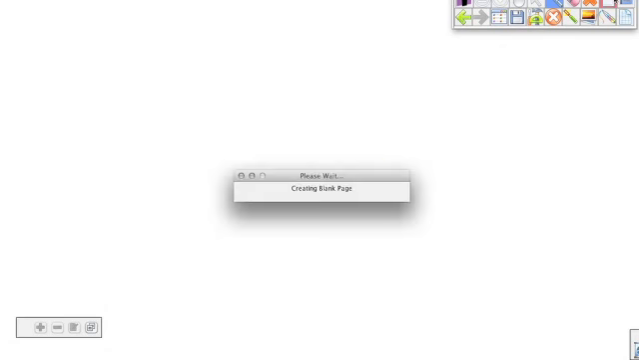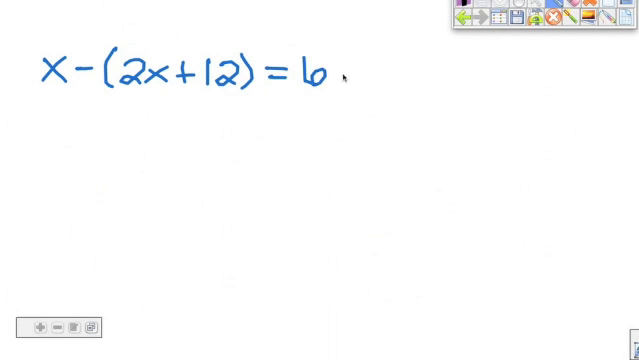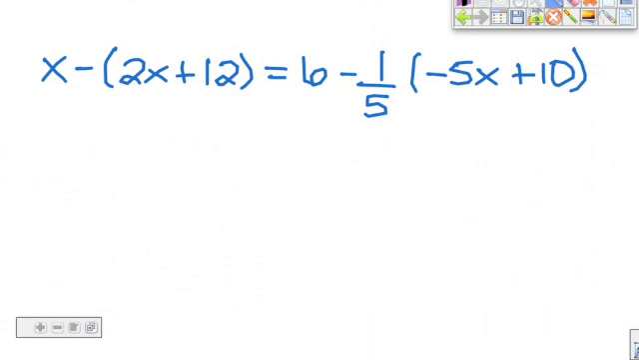All right, last one. We have x minus 2x plus 12 equals 6 minus 1/5 times -5x plus 10. Woo! Nice long one. All right, let's work it out.